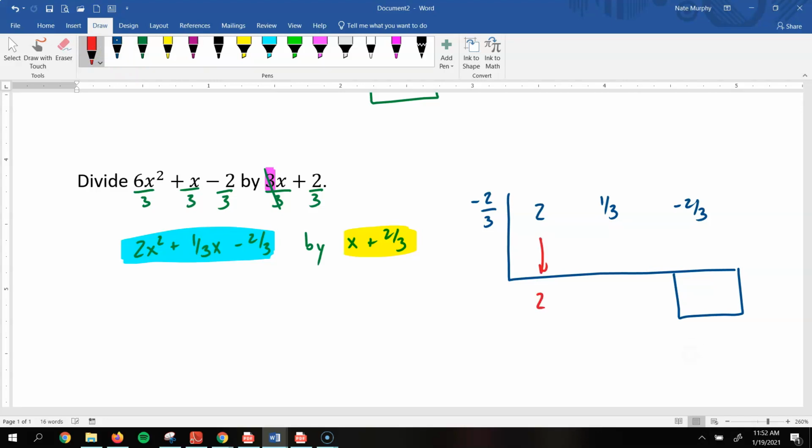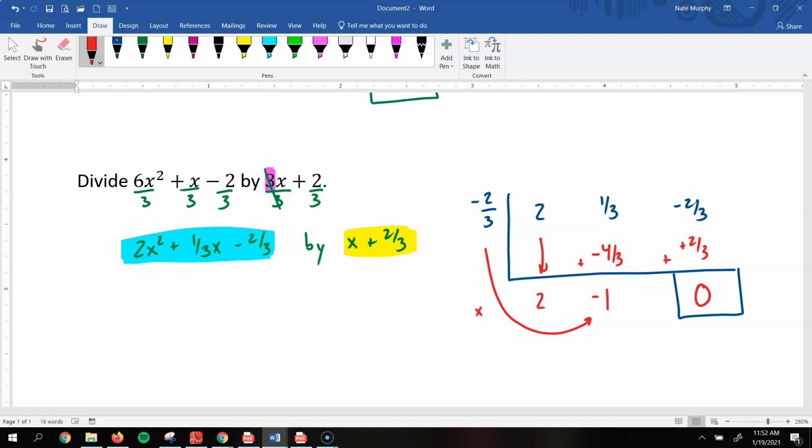Now when I multiply negative 2/3 times 2, leave that as a fraction. Negative 2/3 times 2 would be negative 4/3. Now the nice thing is we have a common denominator here. So when I add those together, 1/3 plus negative 4/3 is negative 3/3. Well, what's negative 3/3? Negative 3/3 is negative 1. So now we're going to take negative 2/3 times negative 1. Well, that would be a positive 2/3. When I add those together, I get 0. So even though it looked like it was going to be a challenge because we had fractions, it really wasn't a big deal.